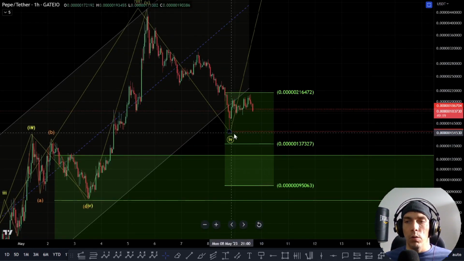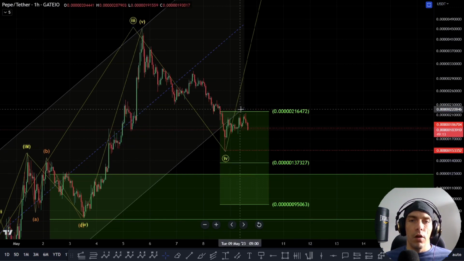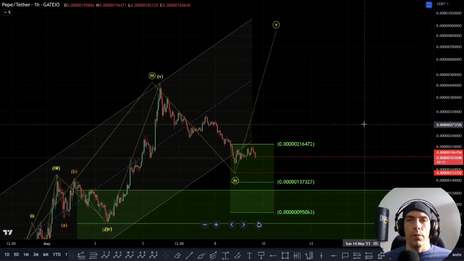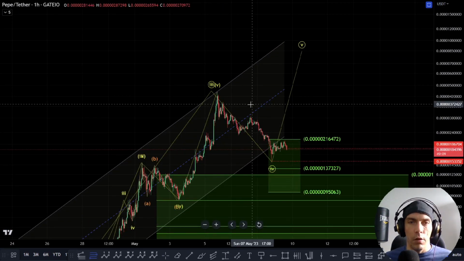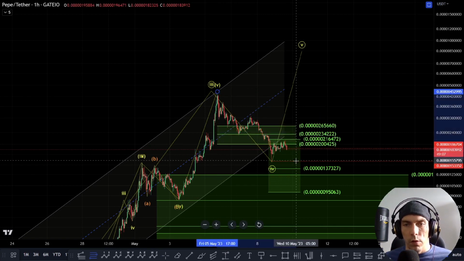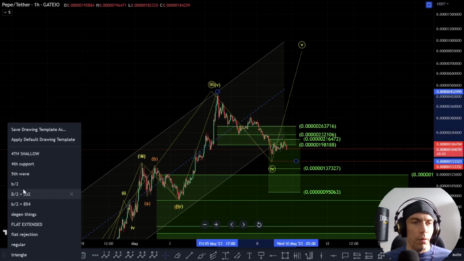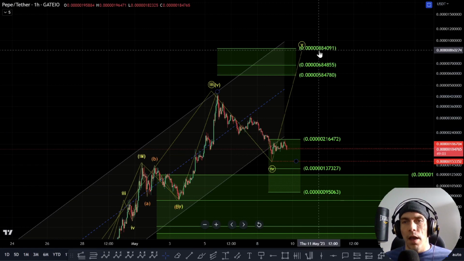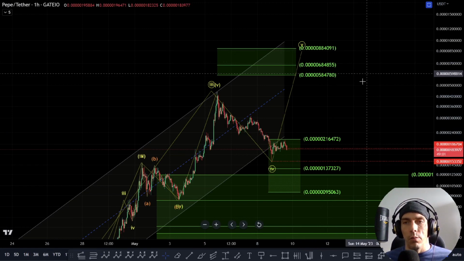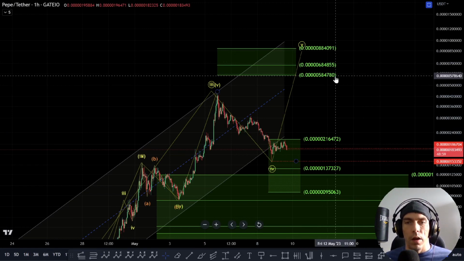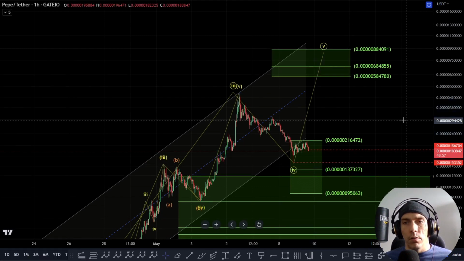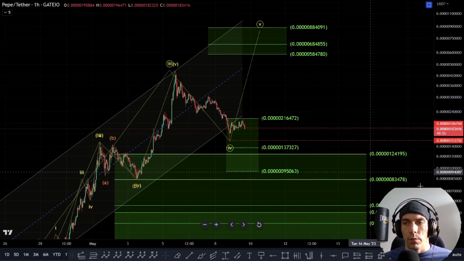Now, as long as we hold this low here, this 153352, we can potentially argue that we could start to turn around for a fifth wave. Now, this fifth wave could potentially look to move up towards this zone here, which I just need to throw this fib on for, which would be this 884091 to this 584780.